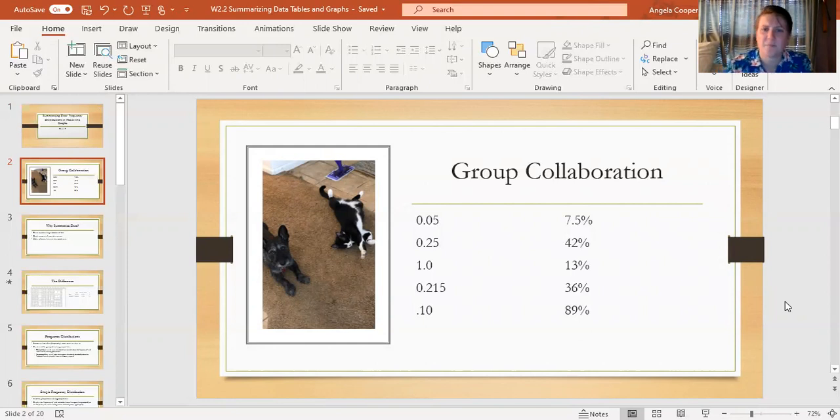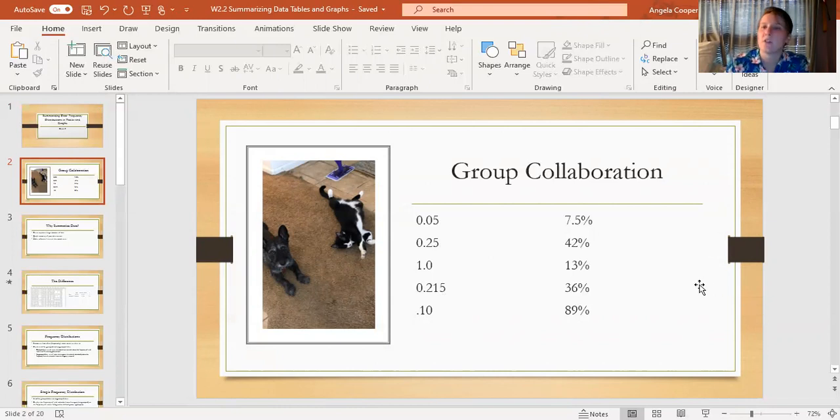So this first one, 0.05, would be converted to 5%. I'm just going to go down the decimal column here. So 0.25 is 25%. 1.0 is 100%. 0.215 is 21.5%, or that can be rounded to 22%. And this last one here of 0.10 would be 10%.